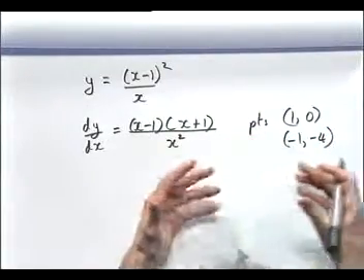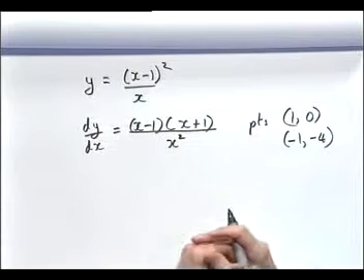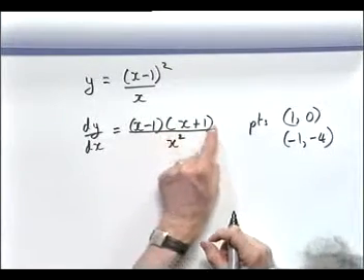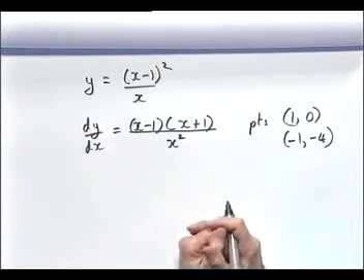Now, in order to sort out if these are turning points, and if they are, which is a maximum and which is a minimum, then we need to differentiate this again. And that is very, very fearsome. Very fearsome indeed. Is it really worth differentiating it again? We might make a mistake. The algebra might go wrong.